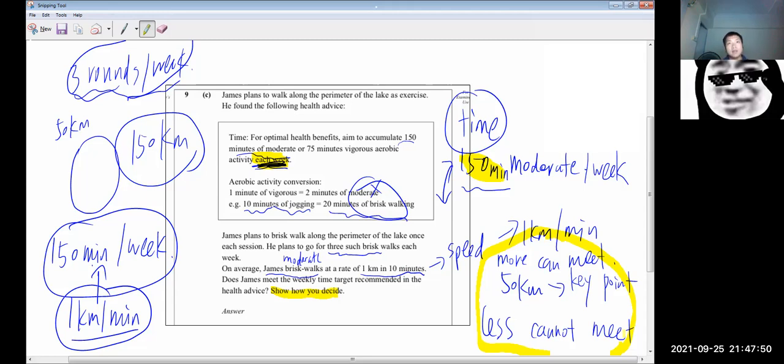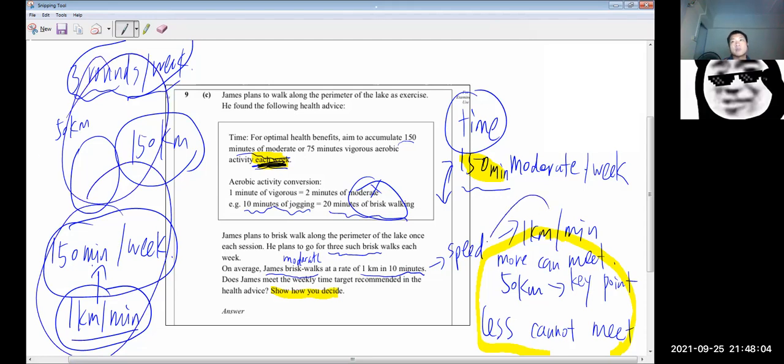Yes. So this is the way you should approach the question. This is the math part, and this is the English part. You need to find the key point. It's just like, let's say you have this much money, then you can buy the iPhone. If you don't have this much money, forget about it. You know that kind of thing.